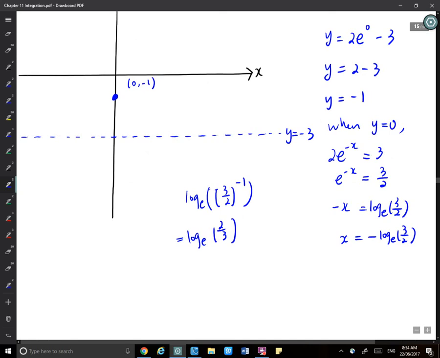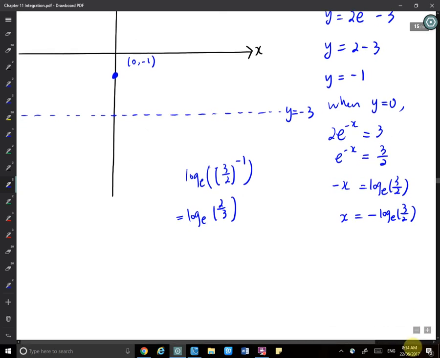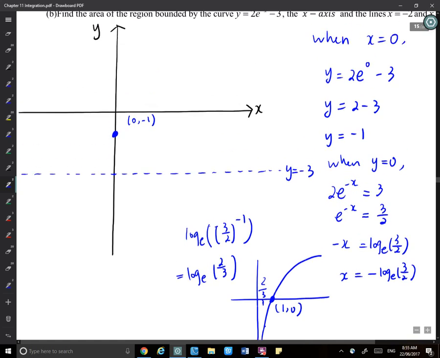But I will know that's a negative value, because the log e graph looks like this. This point is (1, 0). So 2 over 3 is here. That's a negative value. Okay, negative. So I don't know how large that is, I don't care. Just here, maybe.